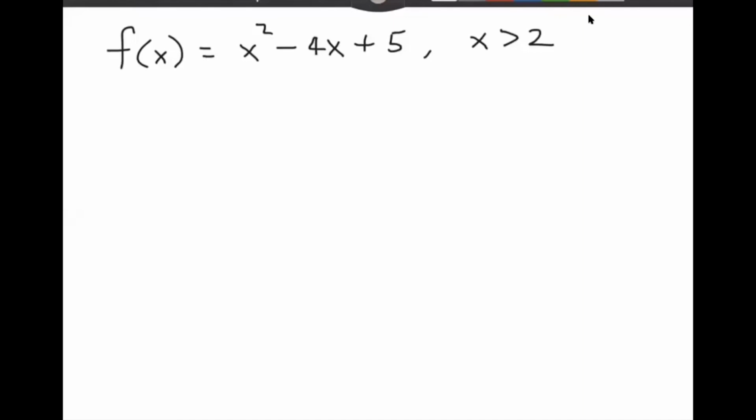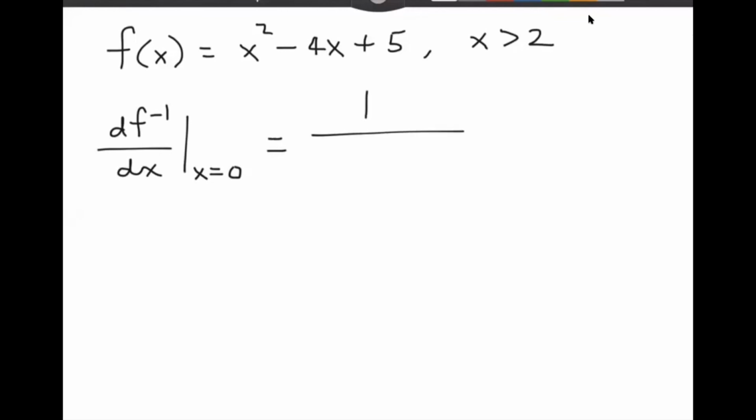All right, so in this example, we are looking for the derivative of f inverse with respect to x at x equals 0, which they happen to mention was f of 5. So according to the inverse function theorem, that's going to be the reciprocal of the derivative of f with respect to x at x equals 5. Okay, that makes it nice and easy. All right, and of course, the derivative of f with respect to x is 2x minus 4.